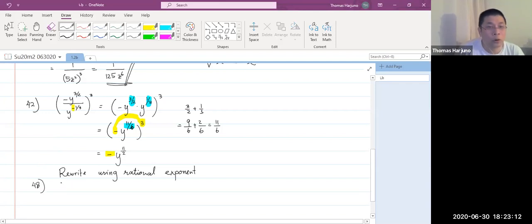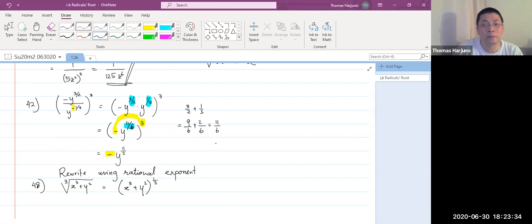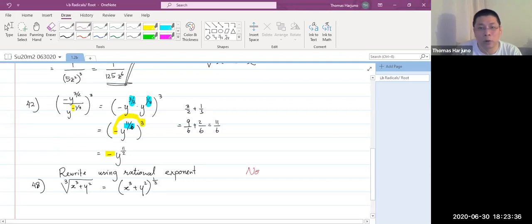Cube root of x cubed plus y squared. This is equal to x cubed plus y squared to the power of 1/3. Oh, by the way, some warning. Some notes.